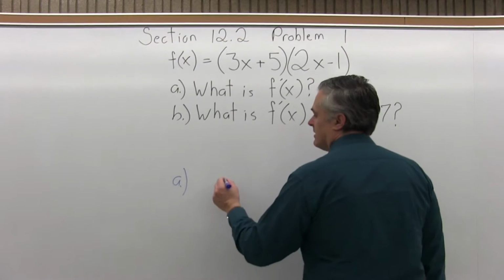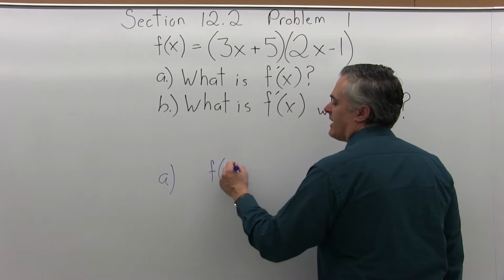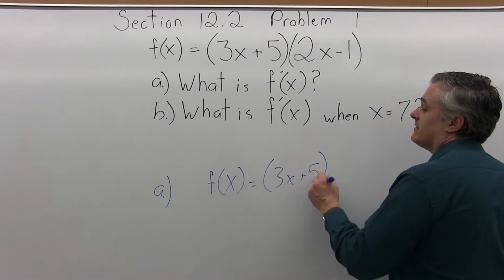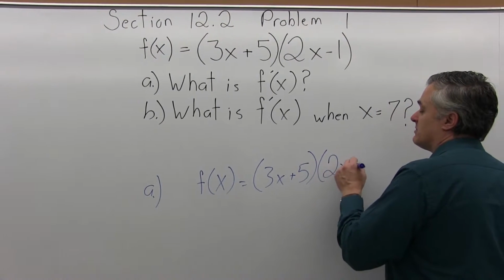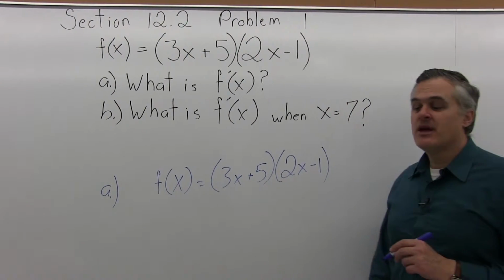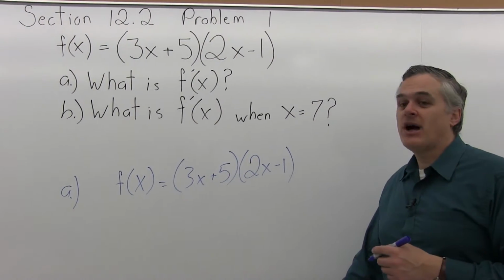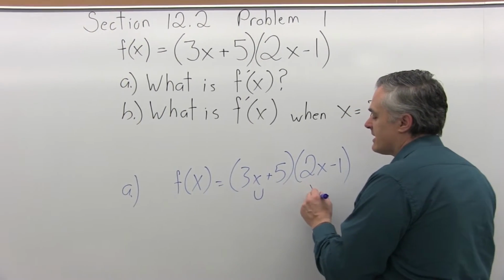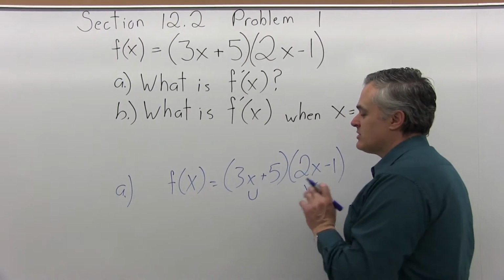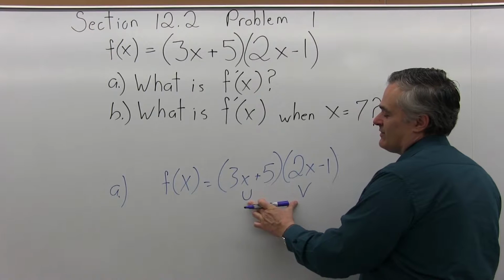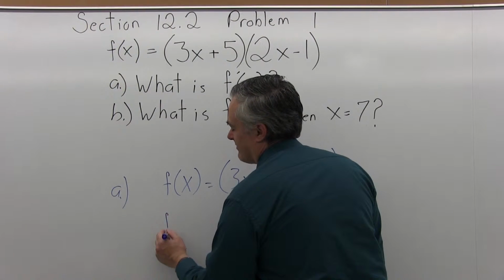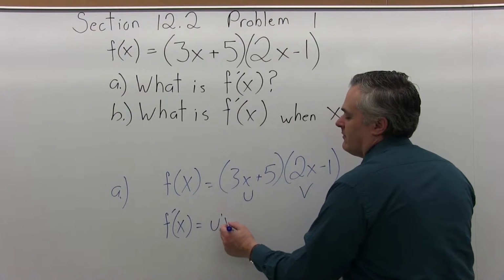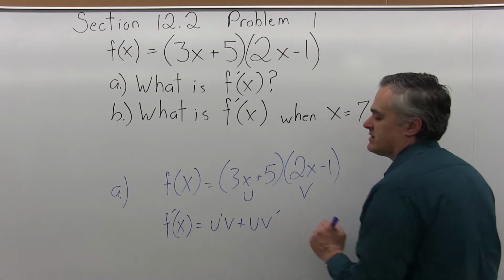So A, let's say f of x equals 3x plus 5 times 2x minus 1. So this is a product, so you can apply the product rule. The first part of the product is typically labeled as a u, and the second part of the product is labeled as a v. And it's good to take your time and write this neatly so the u and the v, one is round and one is pointy, and they don't look the same. So f prime of x equals u prime v plus u v prime. That's the formula that we'll fill in.